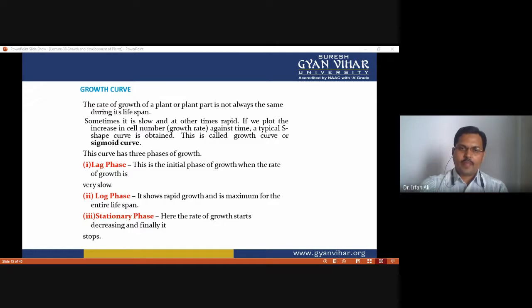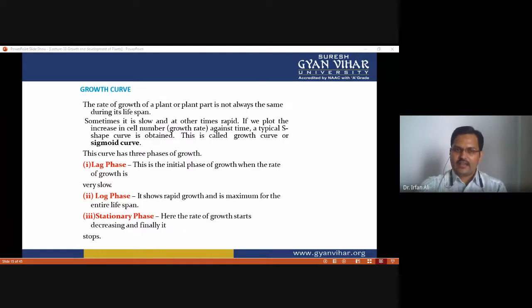So if we plot the increase in the cell number against time, a typical S-shaped curve is obtained, and this curve is called the growth curve. Okay, and this growth curve has a sigmoid shape. So, the curve has three distinct growth phases.